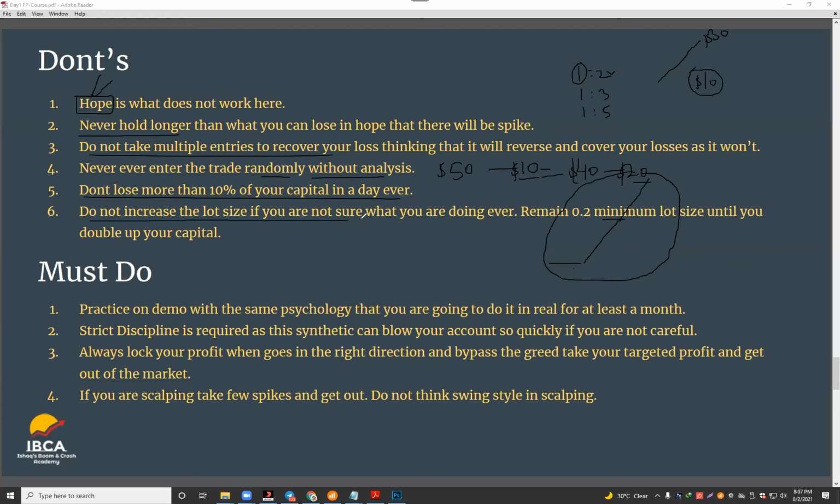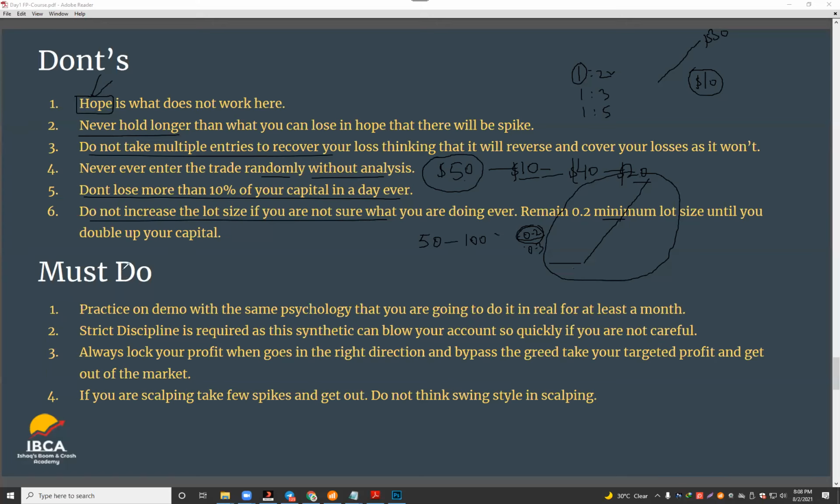Do not increase the size of the lot. Always place a trade in proportion to your deposit amount. If you have a $50 amount, when it doubles to $100, then increase the size from 0.2 to 0.3. Till the amount doubles, don't increase the lot size. A small lot means small losses and small profit, which is acceptable, right?